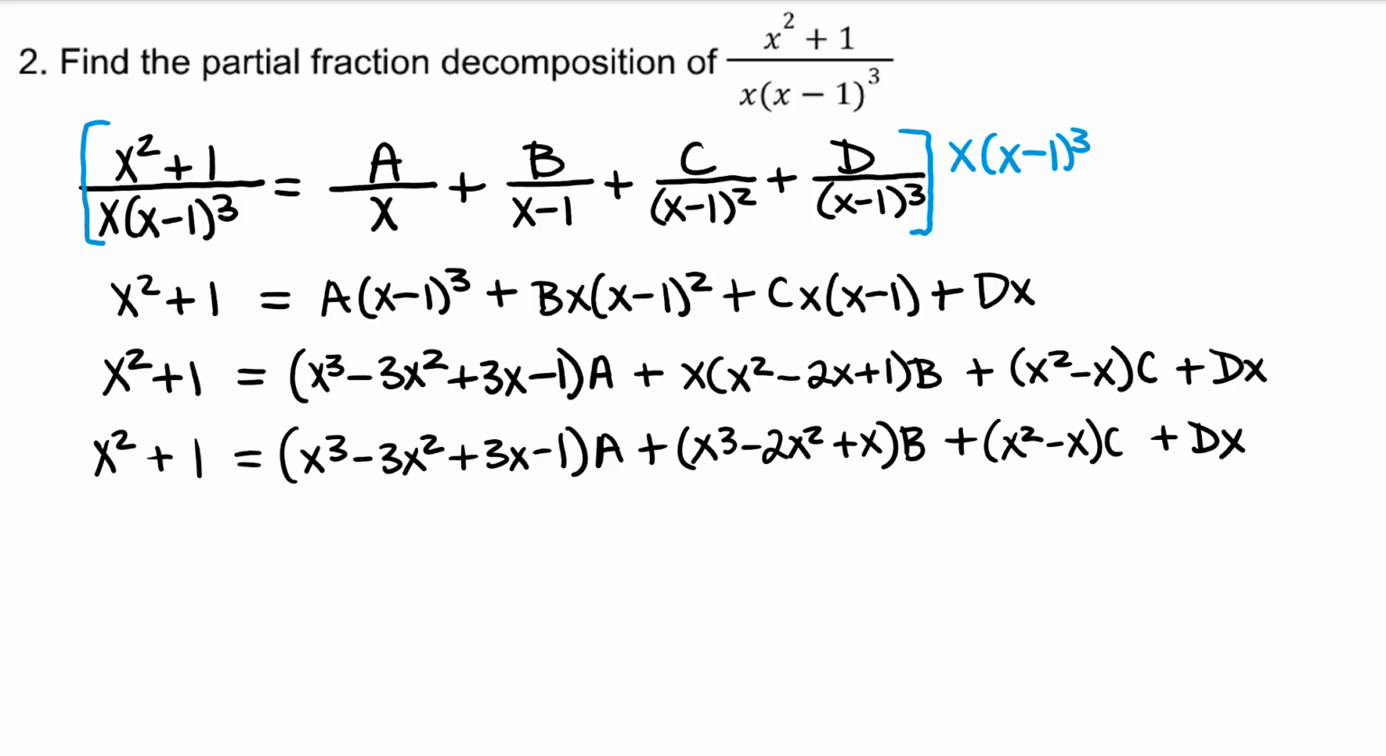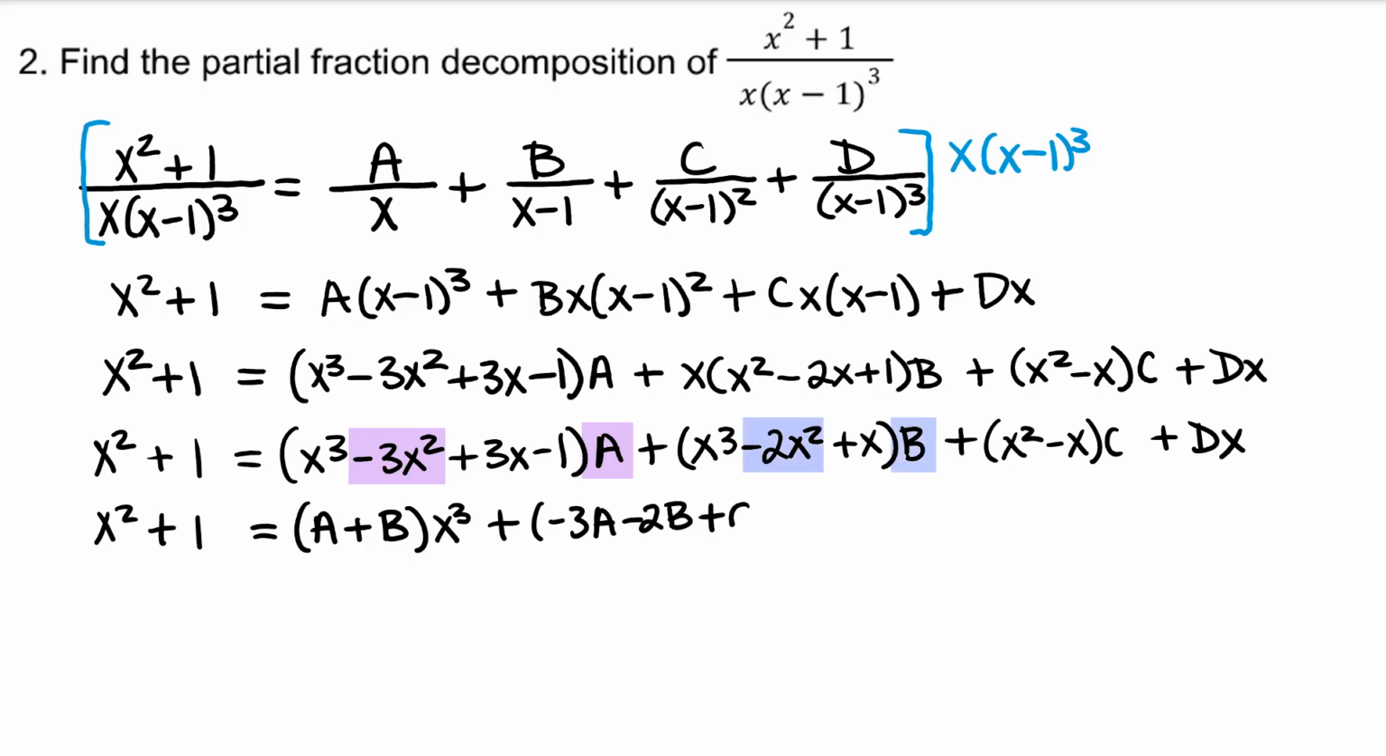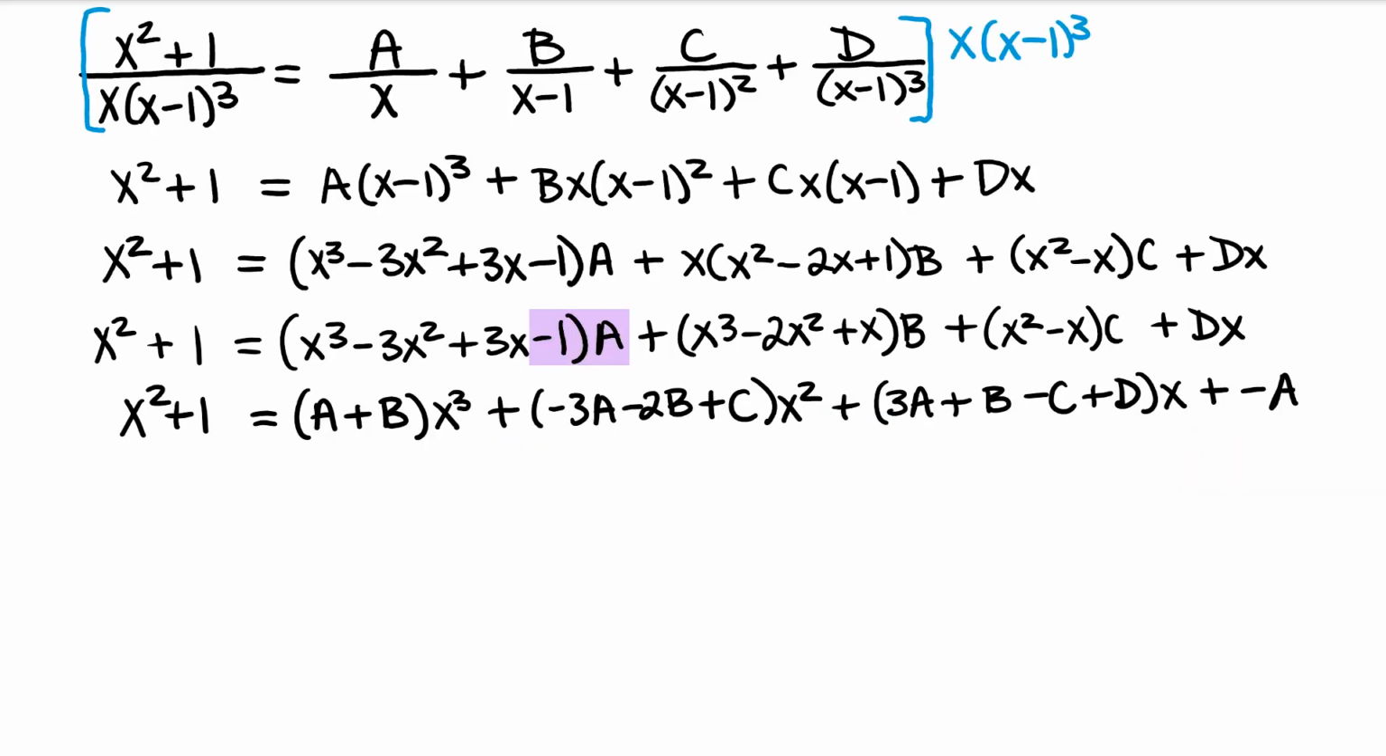Everything on the right side is grouped by A, B, C, D. Now I want to group things by variable. Both a and b are multiplied by x cubed. The coefficients for x squared would be negative 3 times a minus 2 times b plus c. The coefficient for x will include 3 times a, 1 times b, negative 1 times c, and 1 times d. And there's only one term without a variable, negative a.